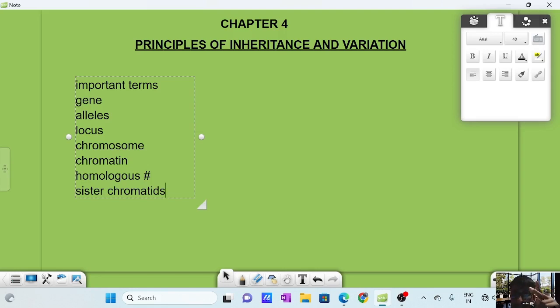So what is inheritance and variation? First of all, we will be dealing with inheritance. What is inheritance? From the word itself, we can understand that something is transferred from one organism to another organism, or from the parent to its next generation. If we think of human beings, we are not all the same.